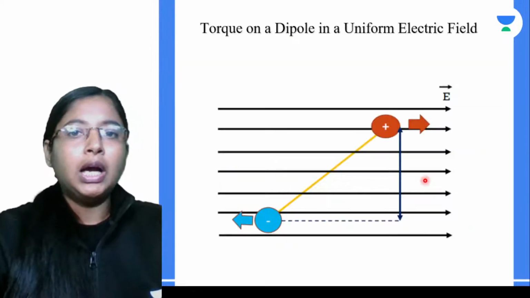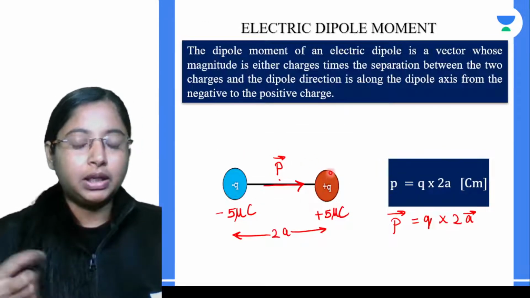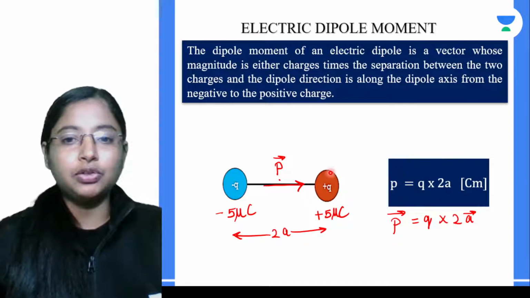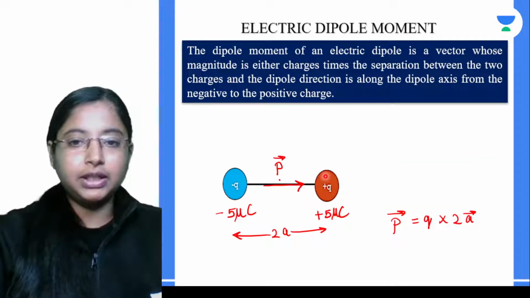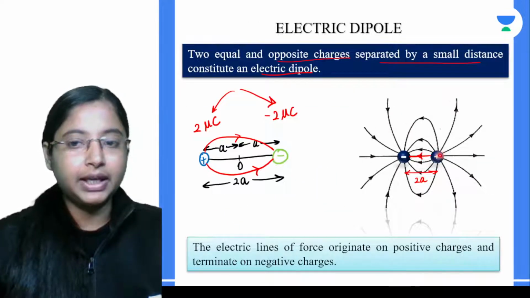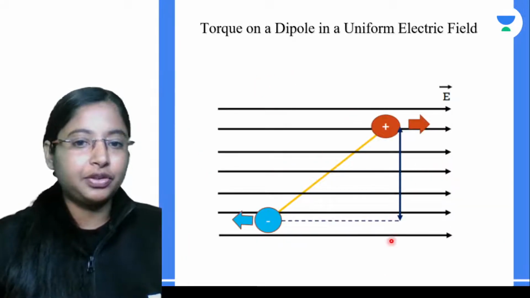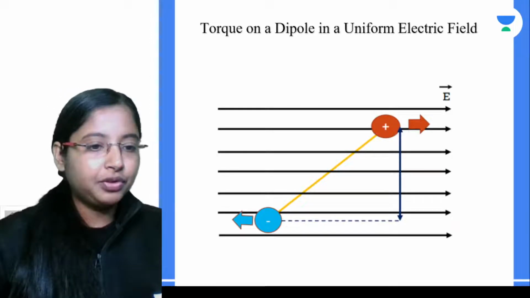Now let's see what happens when you take this particular electric dipole and place it in an external electric field. The dipole itself has its own electric field lines. Now you take such a dipole and place it in an external electric field, and we want to know what happens.